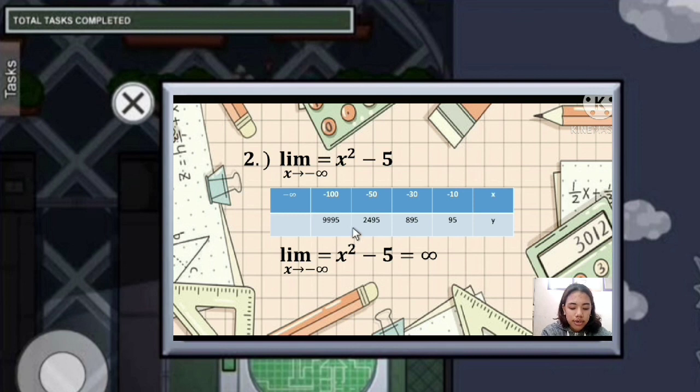2,495, 9,995. The final answer is the limit of x squared minus 5 as x approaches negative infinity is equal to positive infinity, because our x squared does not keep a negative sign, and even if our given is as x approaches negative infinity, our final answer will definitely be positive infinity.